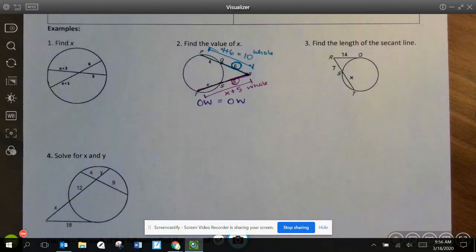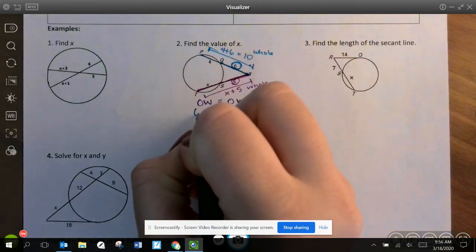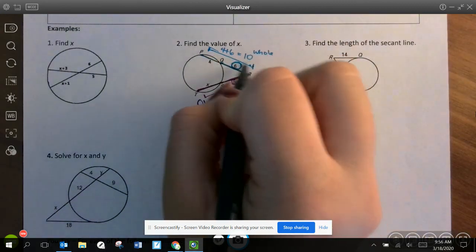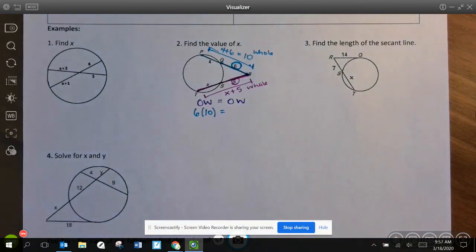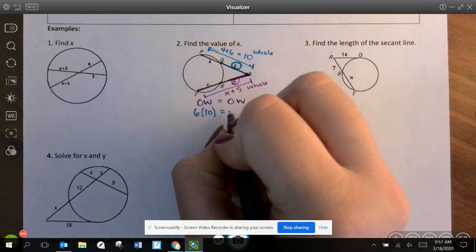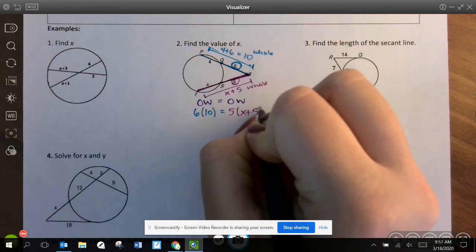So when I'm filling in my formula here, I'm going to be very specific. I'm going to say, okay, what's the outside? Well, it's a 6. What's the whole thing for this segment? It's 10. Look at the next segment. The outside is 5, and the whole thing is x plus 5.